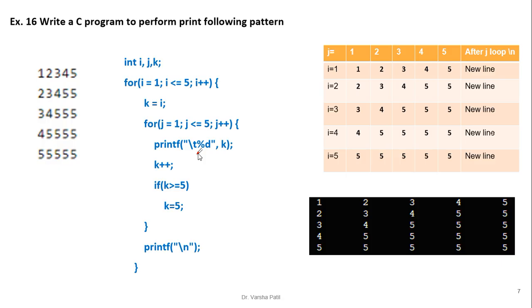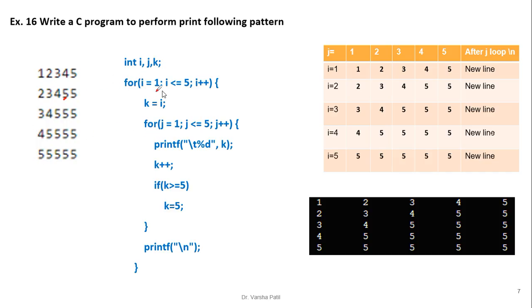Now we'll see this program. 1 2 3 4 5, 2 3 4 5, 3 4 5. Now what we have to do is print up to 5, but when the value exceeds 5, we need to make it 5. This is very simple, the same as our previous program.